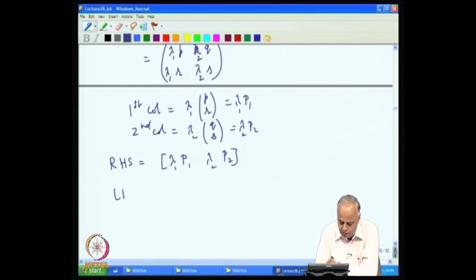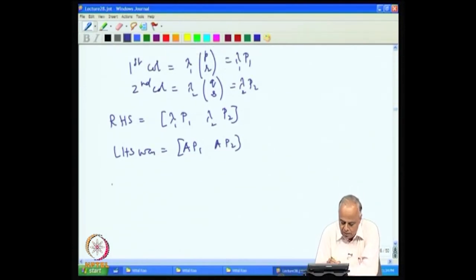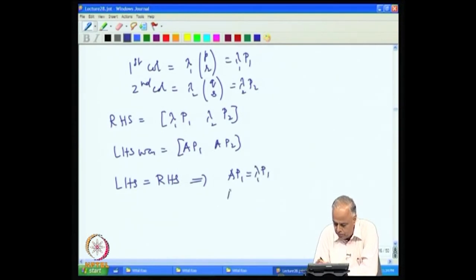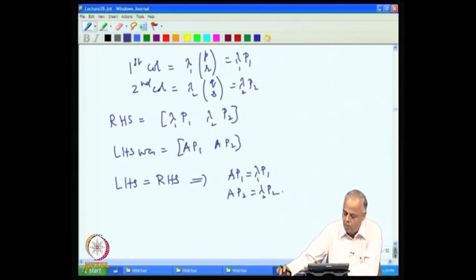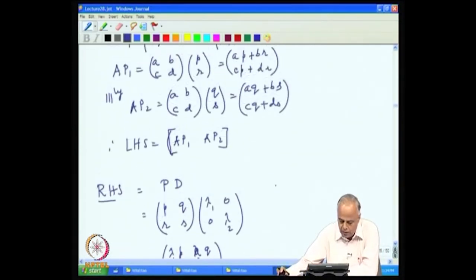Now, LHS was, as we found, AP1, AP2, and therefore, equating the LHS, LHS equal to RHS gives us the corresponding columns are equal. So, AP1 equal to lambda 1 P1, AP2 equal to lambda 2 P2. Now, this is what we looked at in the general case.